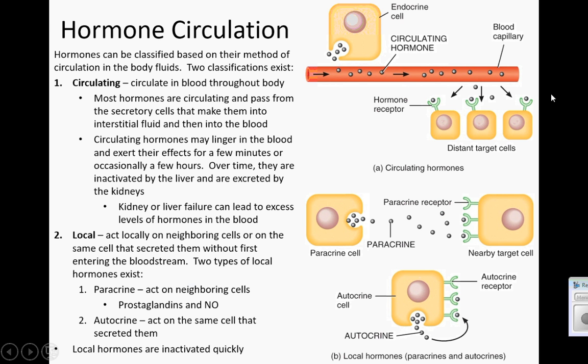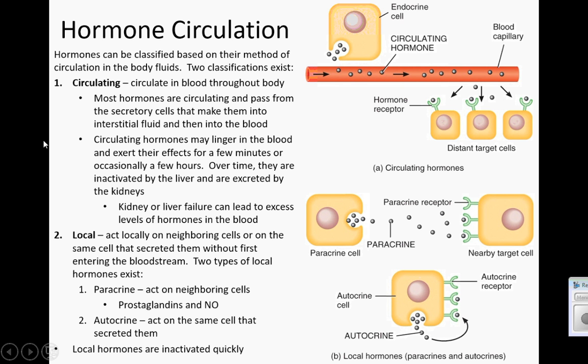Most of our hormones are circulating, where they're produced by an endocrine cell, released into the interstitial space, picked up by our blood, and circulate through our blood, hence the name circulating, travel distantly to target cells, exit the blood, and then interact with those receptors for those distant target cells. These hormones may linger in the blood, exerting their effects for a few minutes or occasionally a few hours. Over time, they would be inactivated by the liver and excreted by the kidneys, unless one of those organs is failing, which can lead to excess levels of the hormones in the blood, which can be a bad thing.